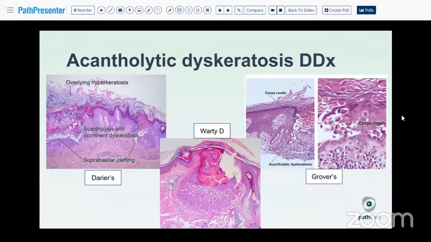Here are those three side by side. All three show acantholytic dyskeratosis, but the architecture is different. Darier's is a papule or plaque-like hyperkeratosis with acantholytic dyskeratosis. Grover's disease is less hyperkeratotic, often multifocal, small papules and erosions with acantholytic dyskeratosis. And warty dyskeratoma is actually quite similar to Darier's with that marked hyperkeratosis, but architecturally it's a more endophytic process that is extending down a follicular structure.